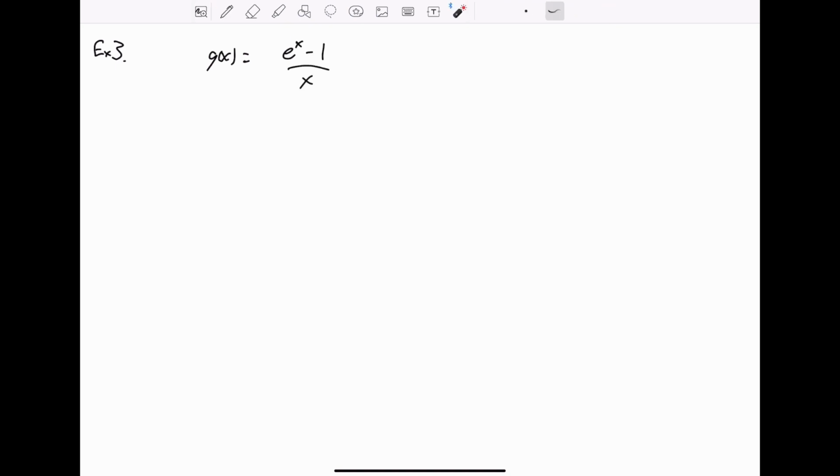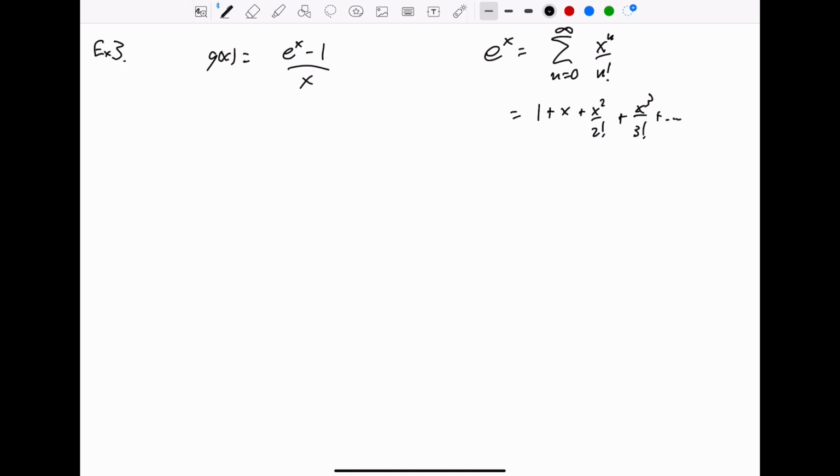We're going to use the Maclaurin series for e to the x, so let's write that down. The Maclaurin series for e to the x is the sum from 0 to infinity of x to the n divided by n factorial. For this problem, instead of keeping the summation notation, it will be helpful to expand out the first several terms before we substitute into our expression. So if we expand out the Maclaurin series for e to the x, we have 1 plus x plus x squared divided by 2 factorial plus x cubed divided by 3 factorial, and that should be sufficient.